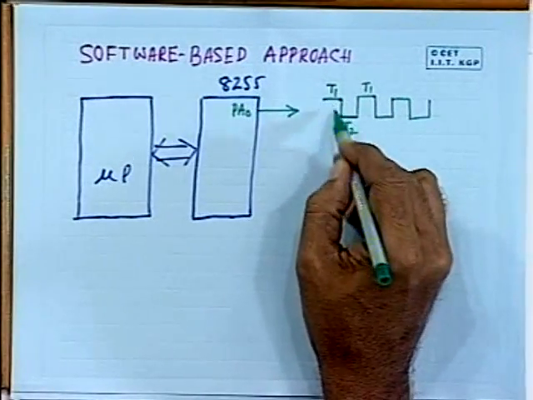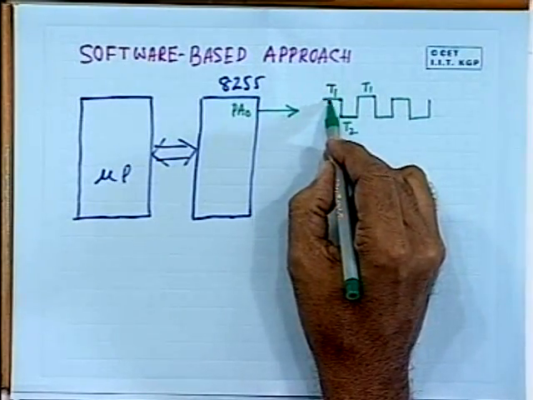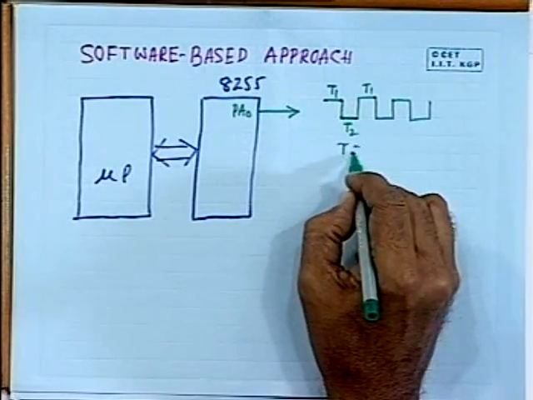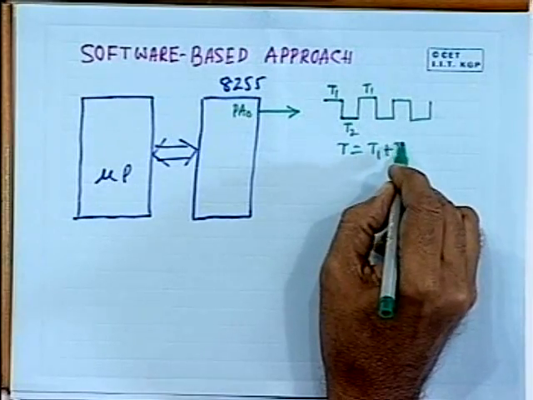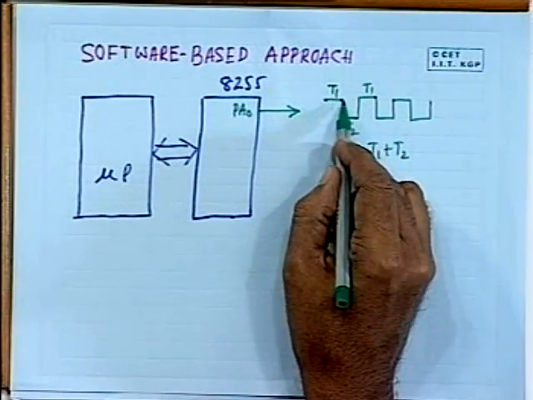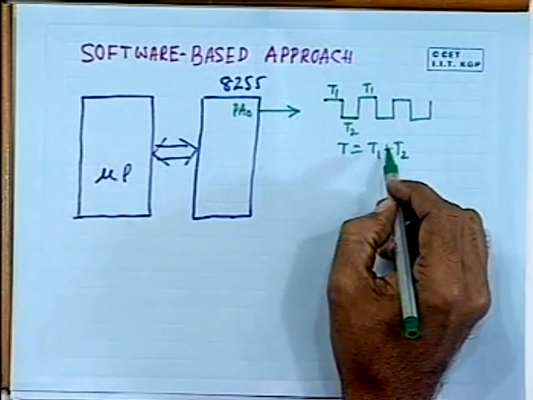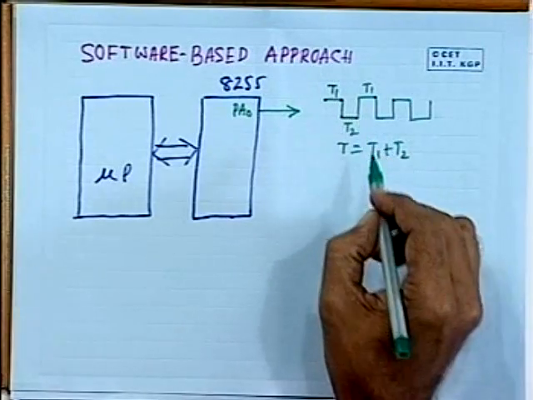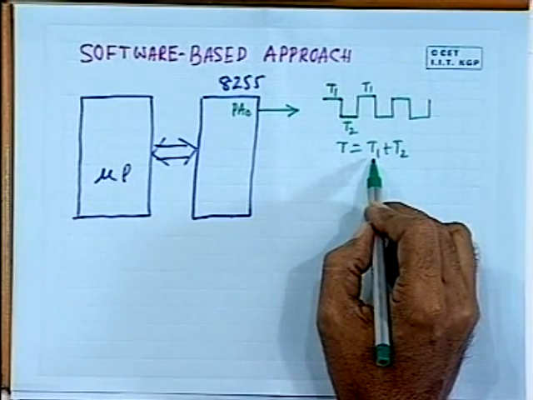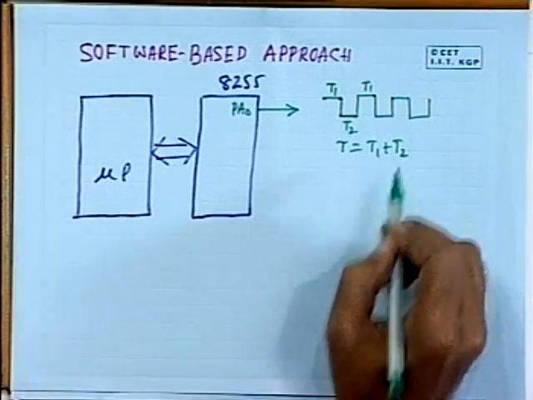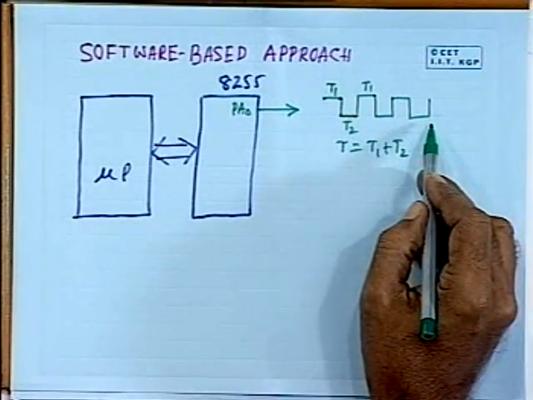With the help of two delay routines you can generate a clock having time period T is equal to T1 plus T2, where T1 is the delay duration when this output is made high, and T2 is the delay duration when this output is made low. And you know how these delay routines can be written to generate, for a particular time period. So this is how you can generate a clock.